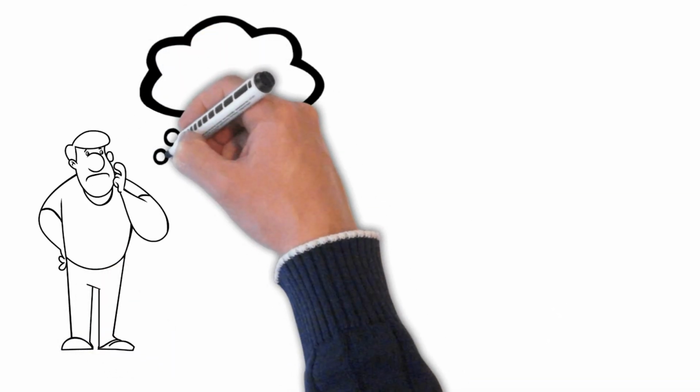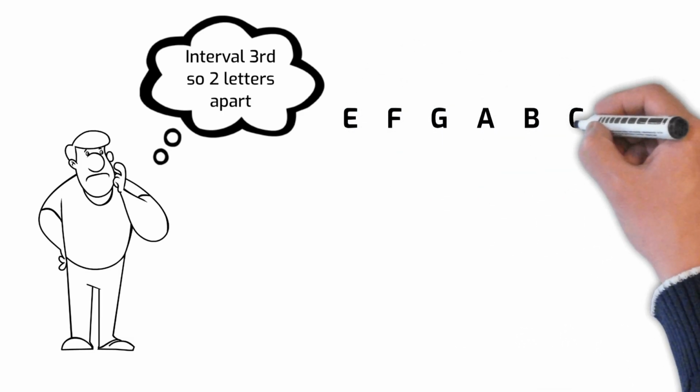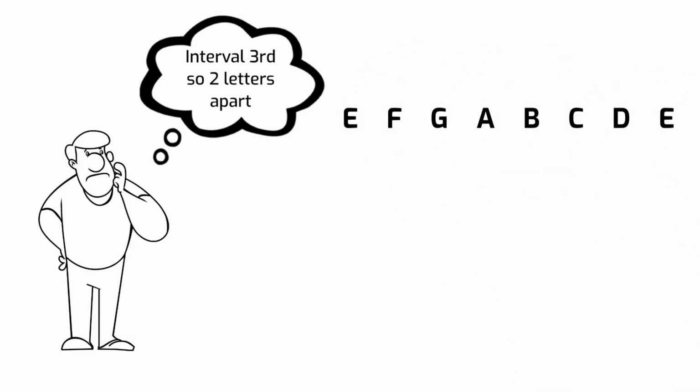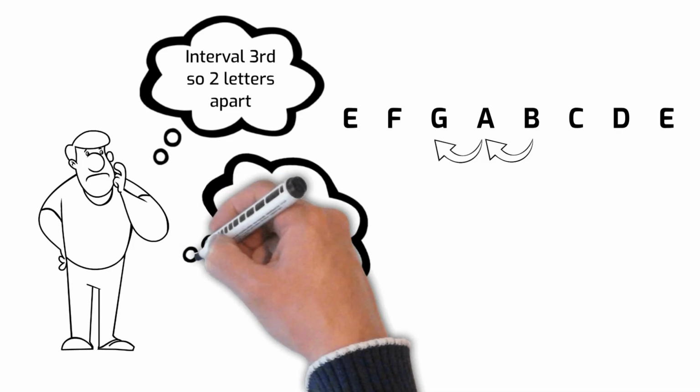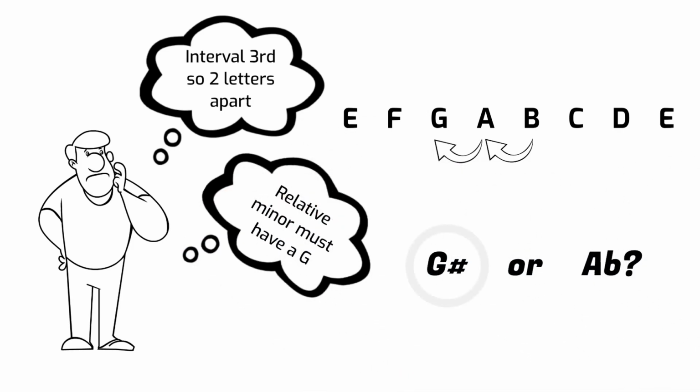In other words, the letters of the pitch of the major key and the relative minor key must be 2 letters apart. Using our example of B major, going down 2 letters gives us A, and then G. Therefore the relative minor of B major must have a G in it. This helps us choose G sharp minor over A flat minor.